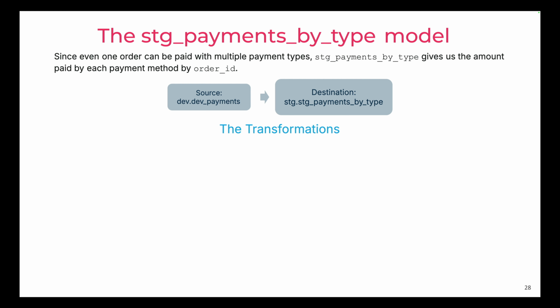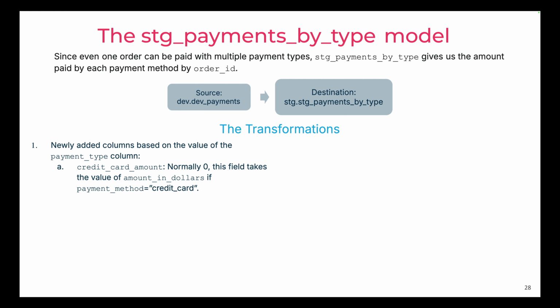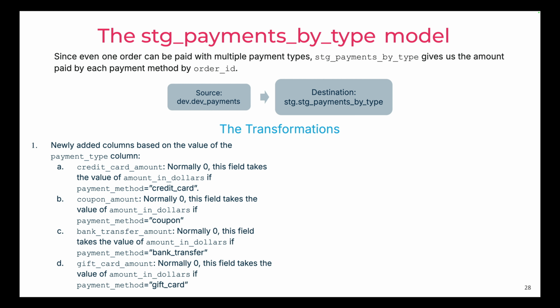The transformations in this model are fairly involved. Let's look at them. First, we'll add new columns based on the payment type. So we are splitting out the column based on the payment type. We will create a new column called credit card amount. Normally this is 0, but if the payment method is credit card, then we take the value from amount in dollars. Similarly for coupon amount, bank transfer and gift card amount as well. What we do here is we look at the column called payment method. Based on its value, we assign a value to these newly created columns.